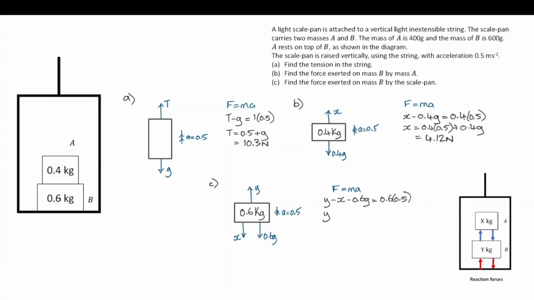We already know the value of X. We found that in part B. This is a fundamental point in all the work we do with internal forces. The force exerted by A on B is equal to the force exerted by B on A. So we know that value and we'll substitute it in. We've turned an equation with two unknowns into an equation with just one unknown. Okay, rearranging and solving for Y, and we get that Y, the force exerted on mass B by the scale pan, is 10.3 newtons.